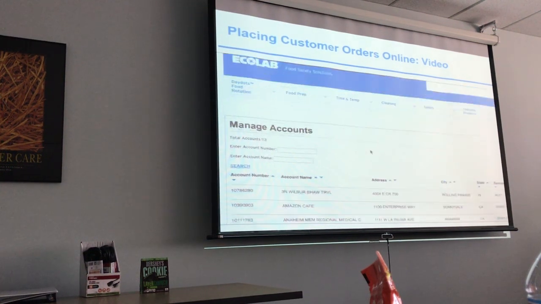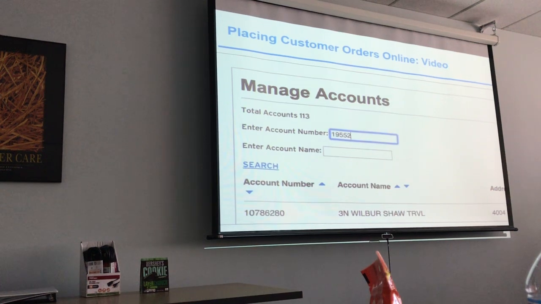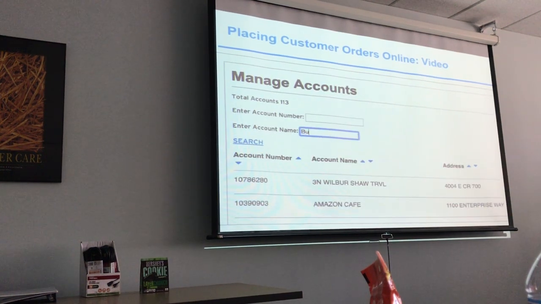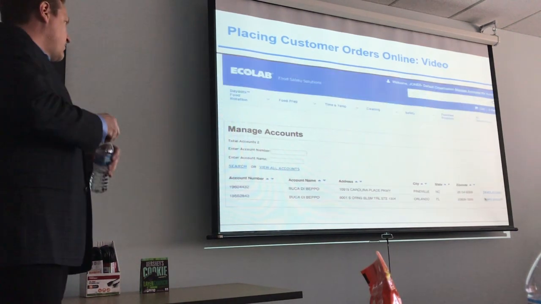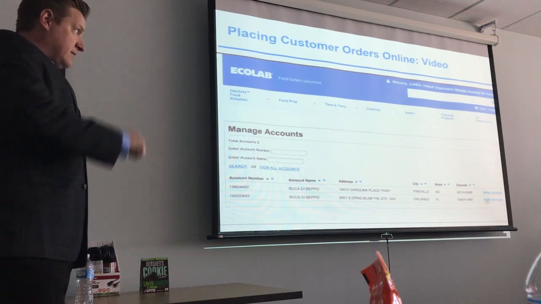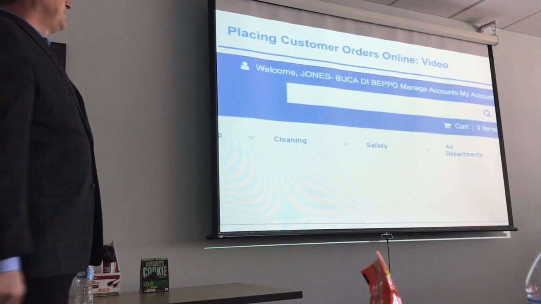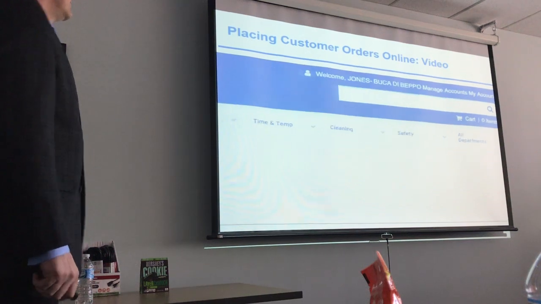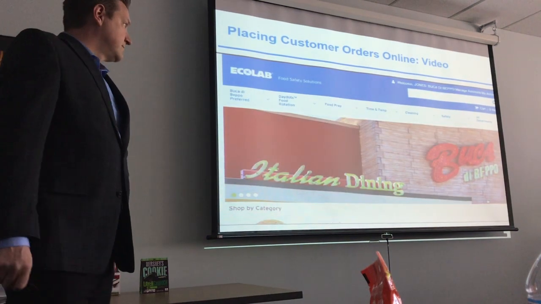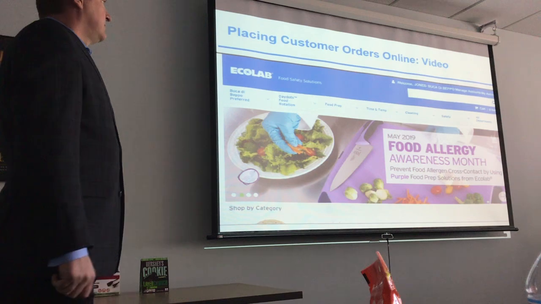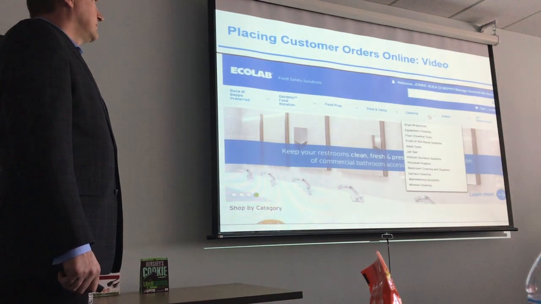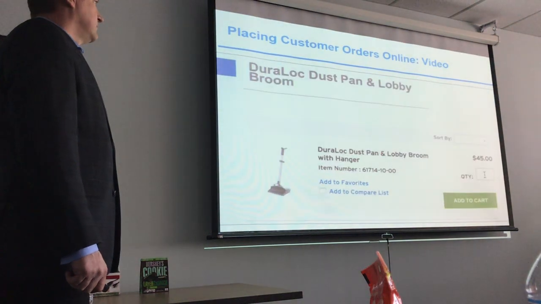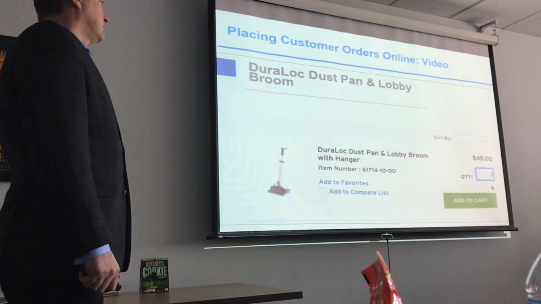You will see a list of current customers. Use the text fields to order by account number or account name. Or use the ascending and descending arrows to sort from the column headers. When you find the account you'd like to place an order for, click on Select Account. Notice the top right corner now shows a welcome greeting for the account you selected. You are now viewing the site exactly as the customer sees it, including their specific pricing. To order products for your customer, simply select an item and quantity, then click Add to Cart.